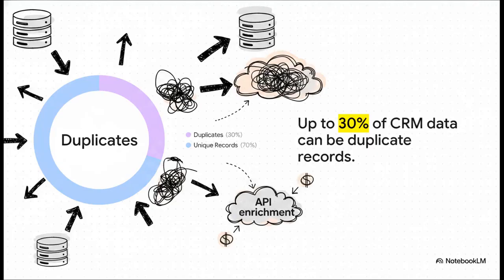But as you scale up, bad data becomes a real danger. Studies actually show that up to 30% of CRM data can be duplicate records. At scale, running those duplicates through your enrichment engine is just throwing money out the window. It wastes your precious API credits and completely clutters up your database.